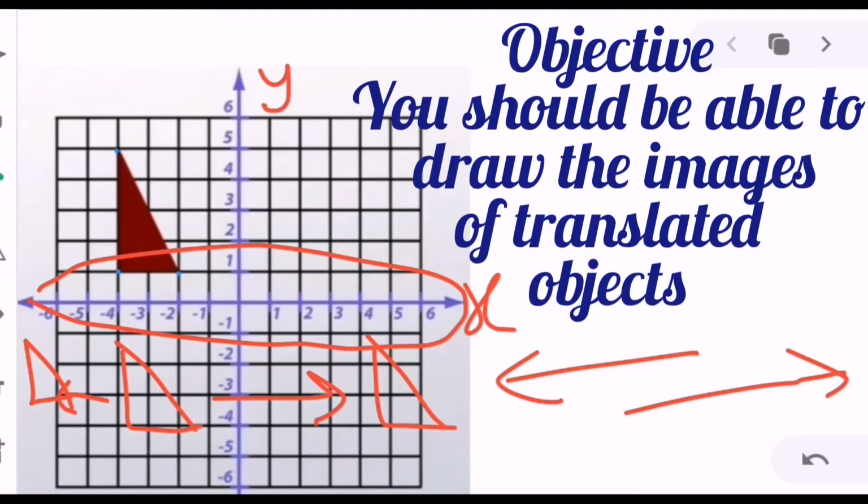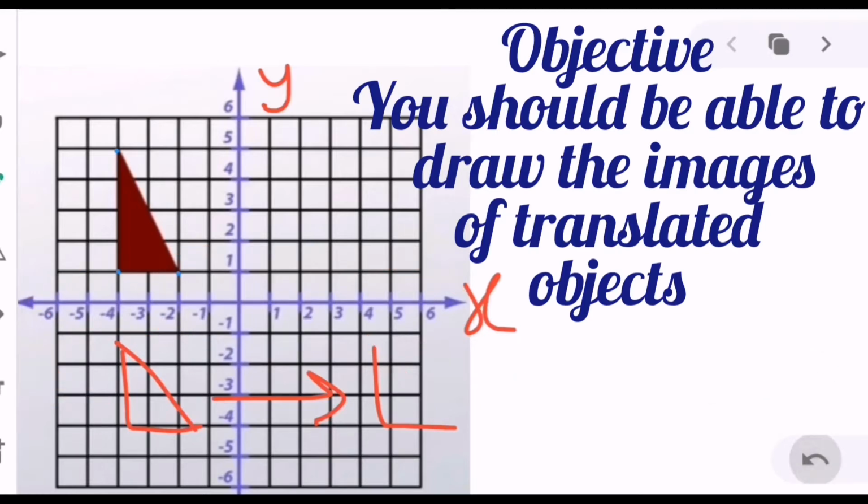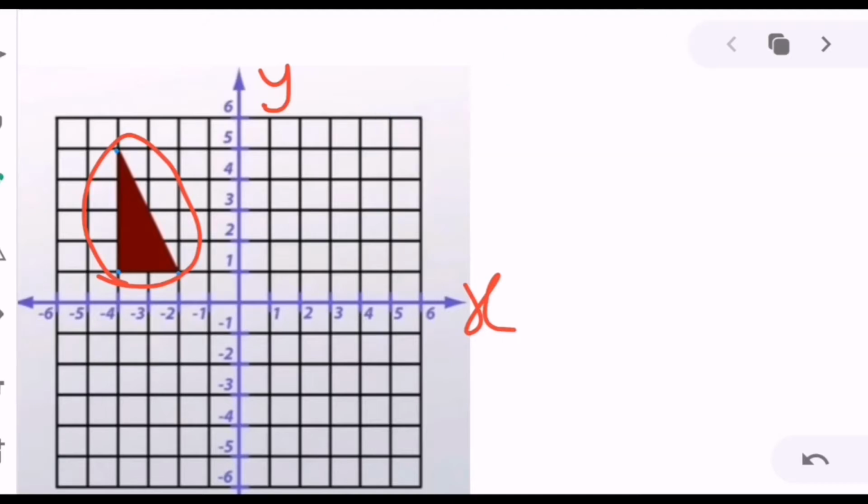By the end of the lesson, you should be able to translate objects into images. That is, you should be able to draw the image of a given shape in a new position. For example, after the lesson, this triangle we've seen here, you should be able to translate it into a different position according to the instructions given to us. We are going to look at the basic clues to do this.